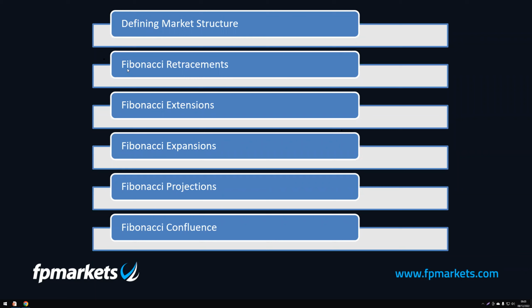We'll then look at the various Fibonacci components. That consists of retracements, extensions, expansions, projections, and of course, we'll be looking at things like Fibonacci confluence. Now, I do see some traders somewhat confused by the extensions, expansions, and projections. Hopefully by the end of this presentation, this will be cleared up for you, and you'll be able to move on and develop your own Fibonacci strategy.